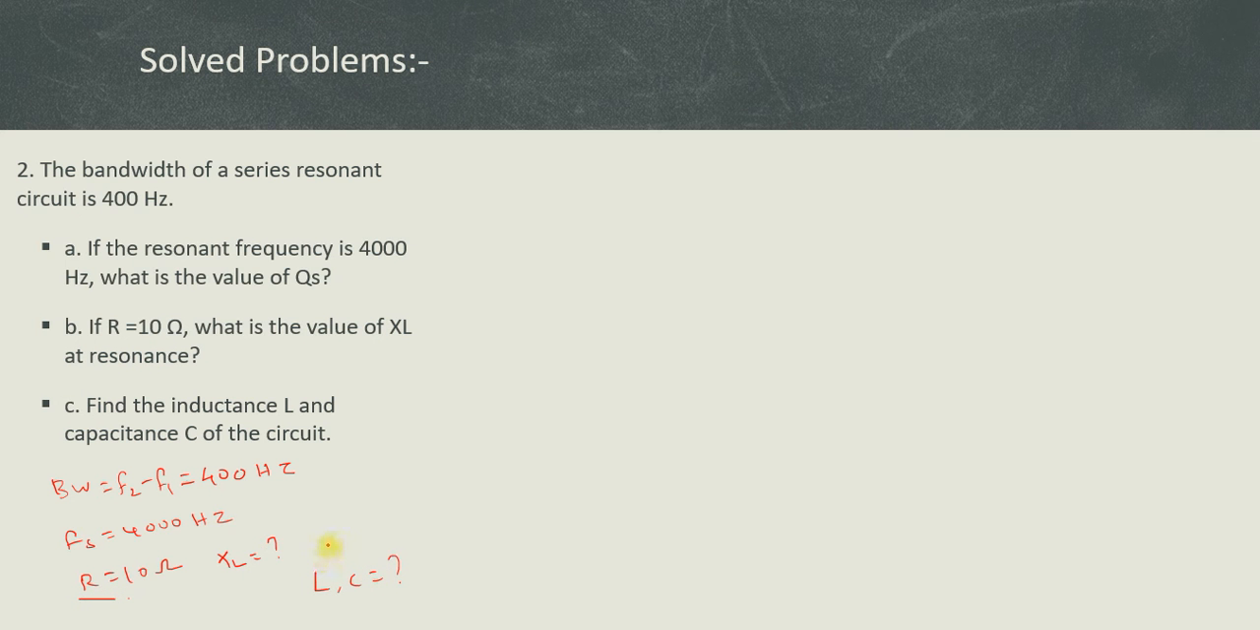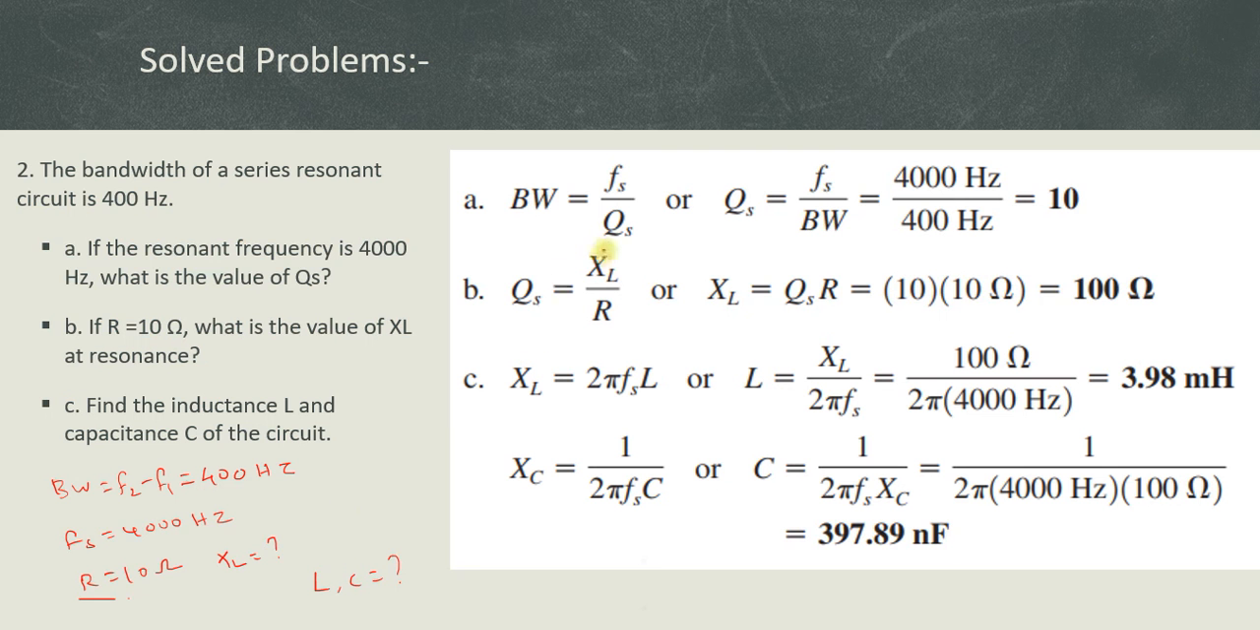So we know the formula, bandwidth F2 minus F1 equals Fs divided by Qs. Okay, bandwidth value is 400 Hz, so that quality factor equals 4000 divided by 400, which is equal to 10. This is the quality factor of the coil, and we know that quality factor equals XL divided by R. Therefore XL equals quality factor into R. So for question part B, XL equals 10 into 10, which is equal to 100 ohm.